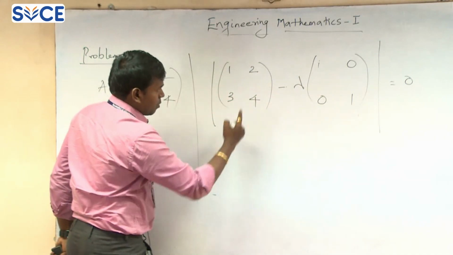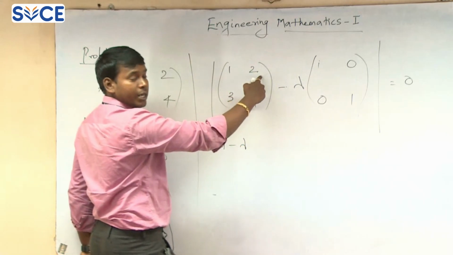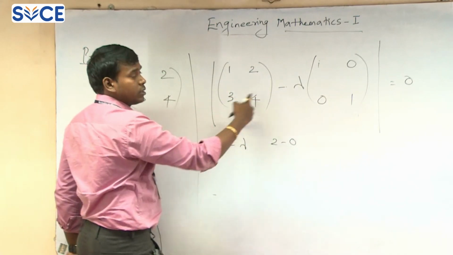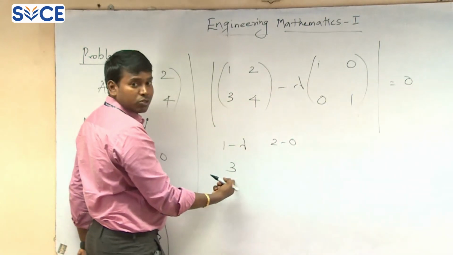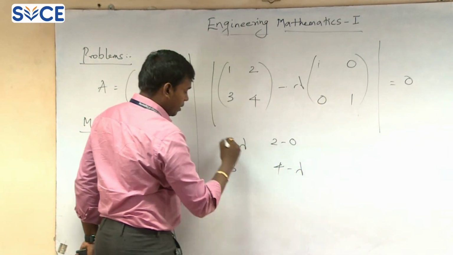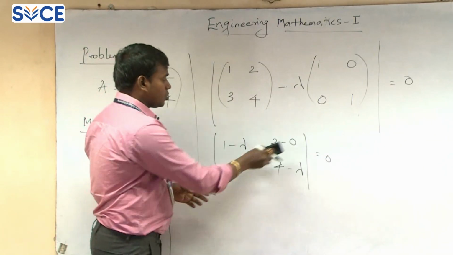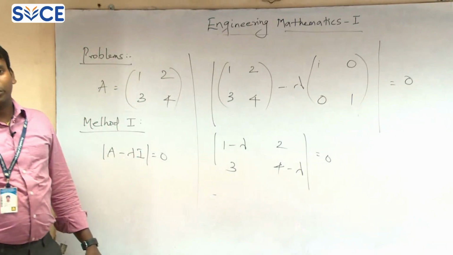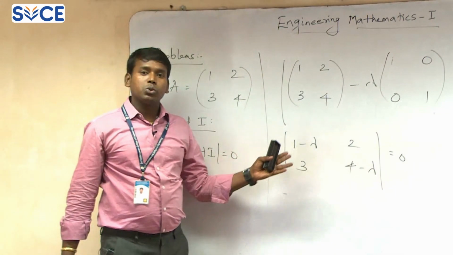This becomes 1 minus lambda. Second one, 2 minus 0. Third one, 3 minus lambda into 0, 0, so 3. The last one, 4 minus lambda equal to 0. So we know that 2 minus 0 equal to 2. Now this is a 2 by 2 determinant. So already we know how to find the value of a 2 by 2 determinant.